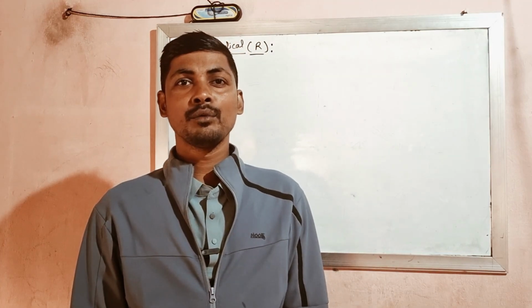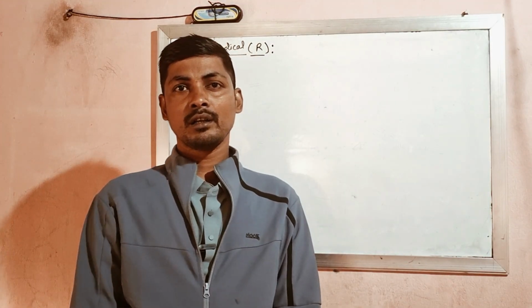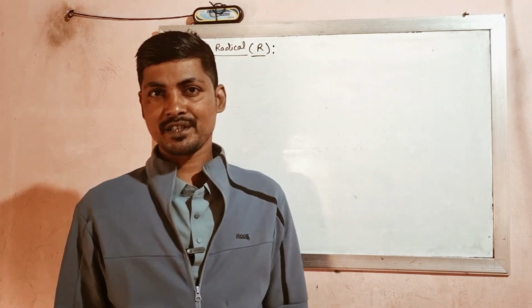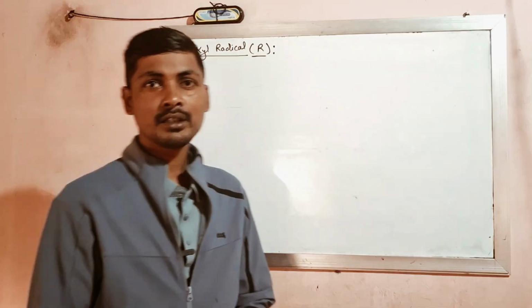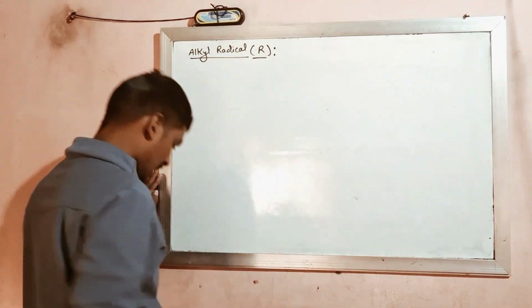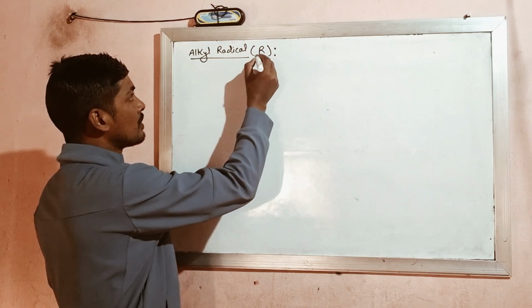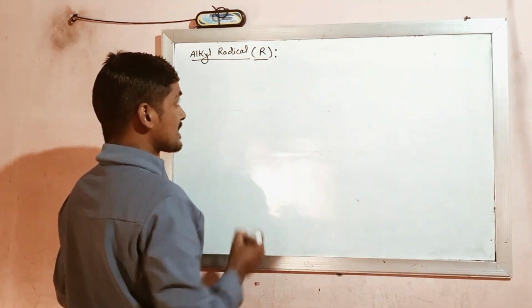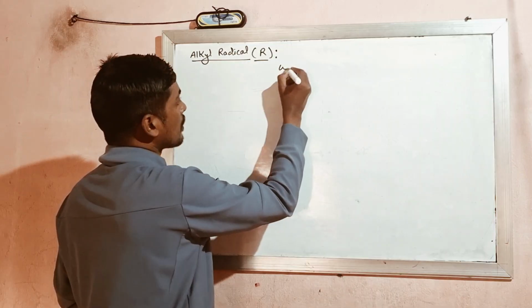So today we will discuss the alkyl radicals, functional group, homologous series, and alcohols. Let's start with the very first topic, that is alkyl radicals. Here, alkyl radicals are represented by capital R. What are these alkyl radicals?